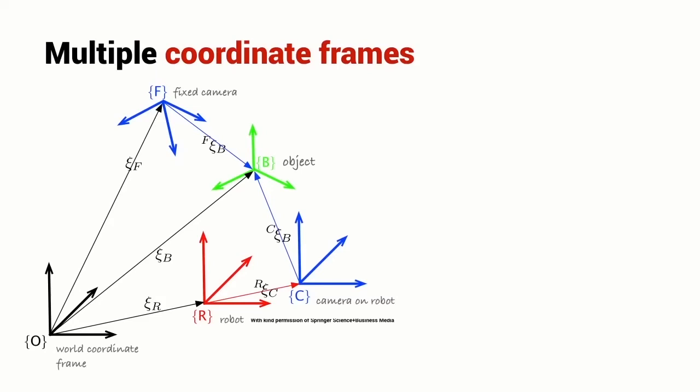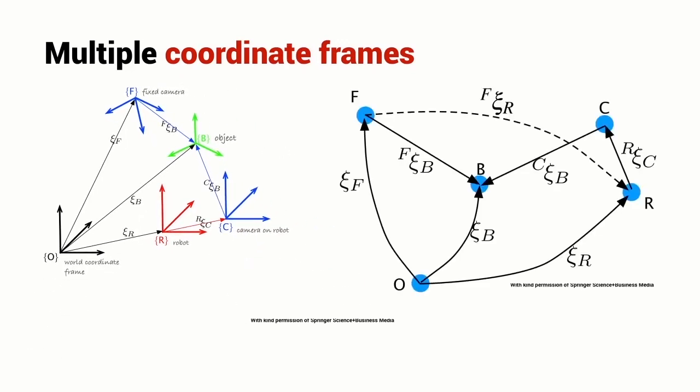Here's a very complex example where I have a large number of three-dimensional coordinate frames representing some robotic scenario. I've got a world coordinate frame, I've got a camera that's fixed in the world, I've got a robot, there's a camera attached to the robot, and there's an object in the world that the robot is looking at and might want to pick up. Just as for the two-dimensional case, we can represent this by a pose graph. Each node, each blue circle here, represents a particular coordinate frame, and the edges of the graph represent the relative poses.